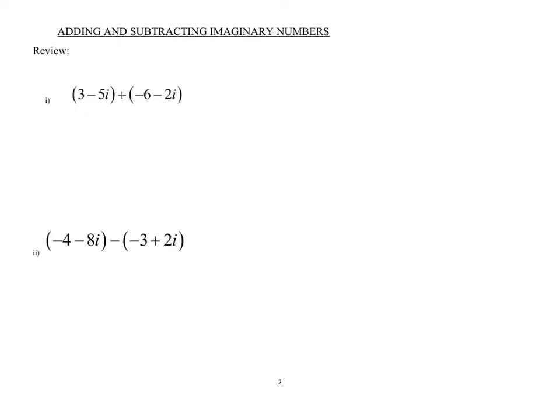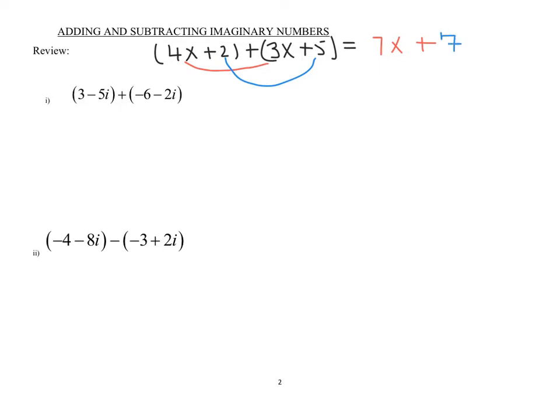Okay, now here we go to adding and subtracting imaginary numbers. If I give you 4x plus 2, and then I give you 3x plus 5, and I told you to add these, all you would need to do is combine the like terms, 4x plus 3x, and then you do the 2 plus 5, you get 7. That's the same idea we are going to use here.